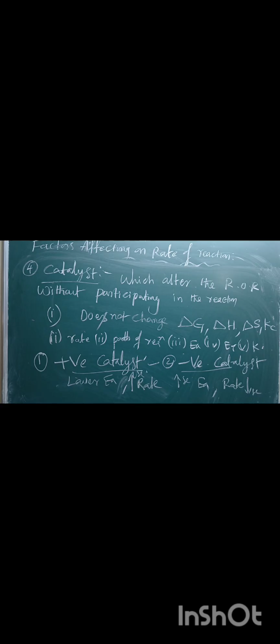In the presence of a catalyst, the reaction follows a path of lower activation energy. In this condition, a large number of reacting molecules are able to cross the energy barrier, so the rate of reaction increases with a positive catalyst. A negative catalyst increases the activation energy by forming a new high energy intermediate and changing the reaction mechanism. If the activation energy increases, the rate of reaction decreases.